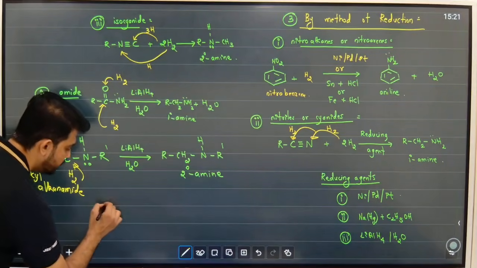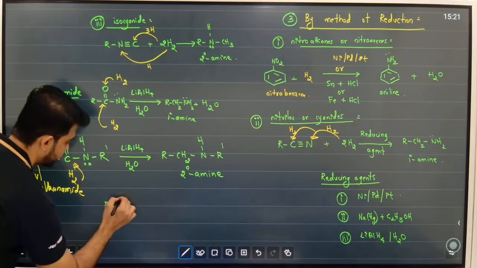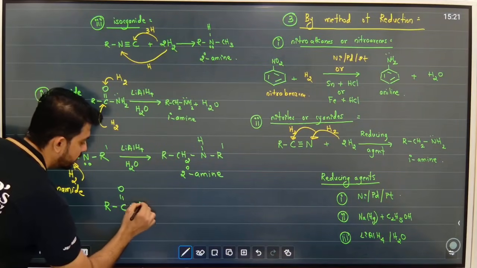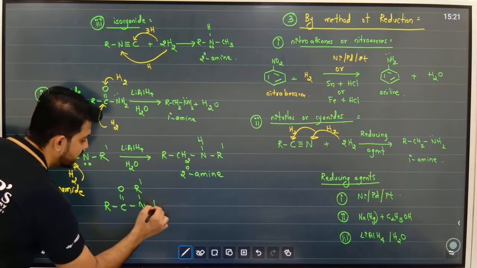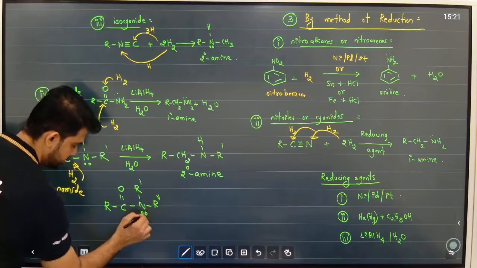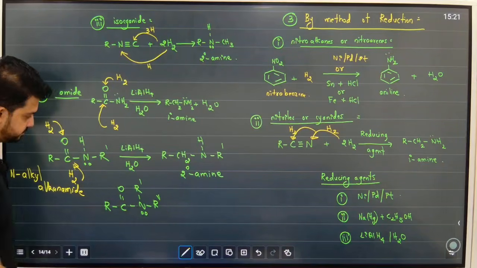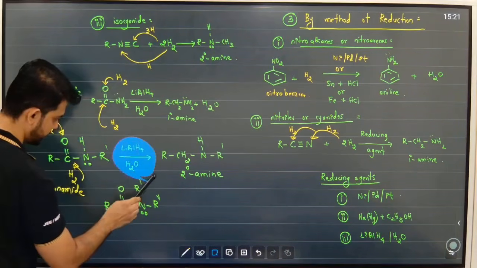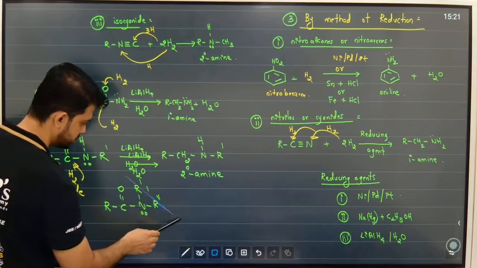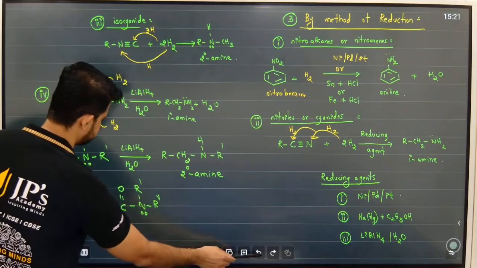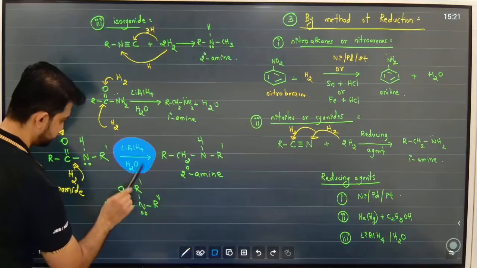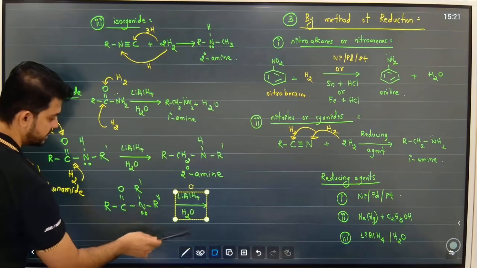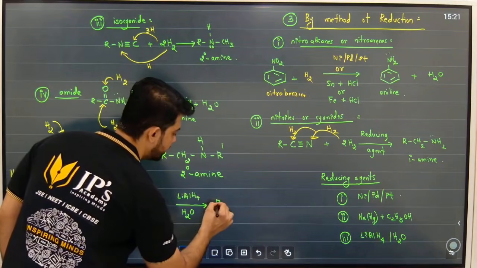And students, if I use N,N-dialkyl alkanamide, इसकी रिडक्शन अगर कर दी स्टूडेंट्स, then this will produce for me a tertiary amine.